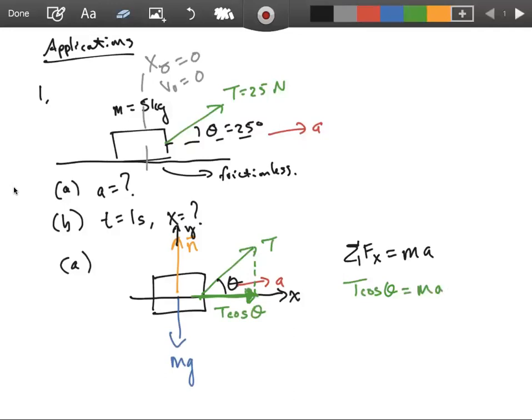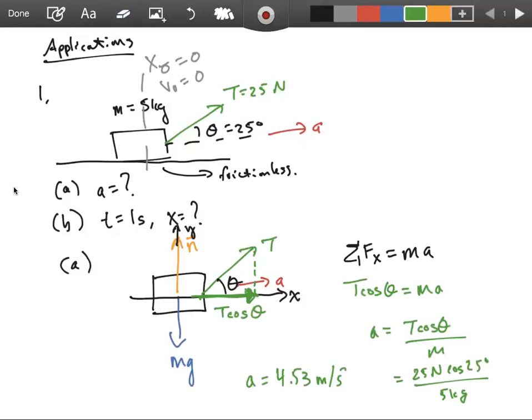My acceleration is simply T cosine theta divided by the mass. Plugging in my numbers, this is 25 newtons times cosine of 25 degrees, all divided by 5 kilograms. Plugging in the numbers, what I find is my acceleration, which happens to be 4.53 meters per second squared. So this is my acceleration.